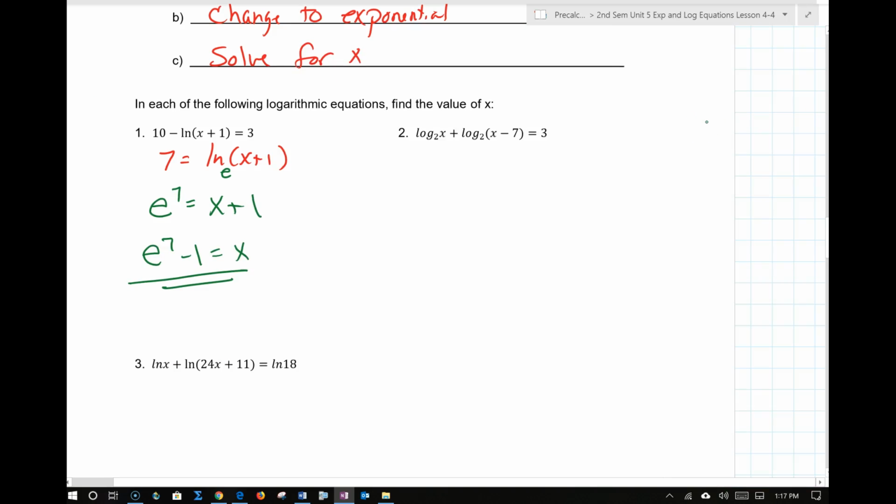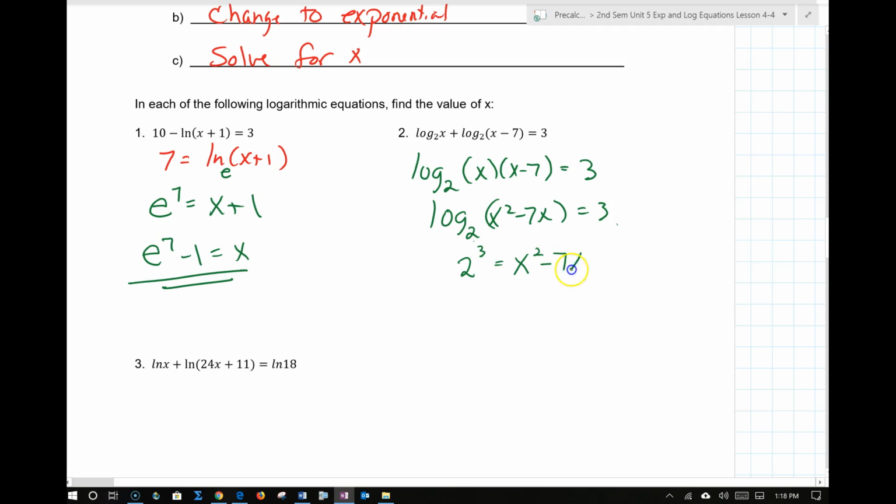The next one we have to combine our logarithms, okay? And if we're doing addition, are we going to do multiplication? So it'd be log base 2 of x times x minus 7 is equal to 3. All right, so then I get log base 2 of x squared minus 7x is equal to 3. Now we're going to rewrite our logarithm into exponential form. So remember, we're going to go 2 raised to the 3rd power is equal to x squared minus 7x.